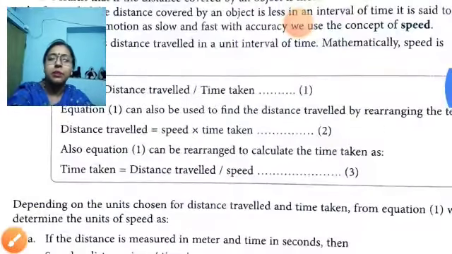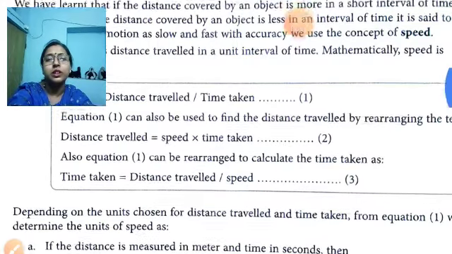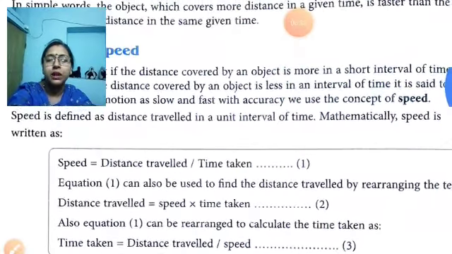Next, we will determine the unit of speed. The unit of speed you will study in the next class. So speed is defined as the distance traveled in a unit interval of time. So speed is equal to distance traveled divided by time taken. That's all for today.